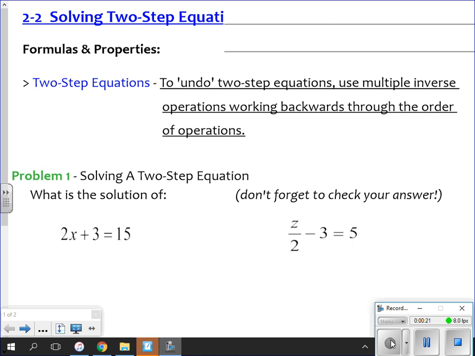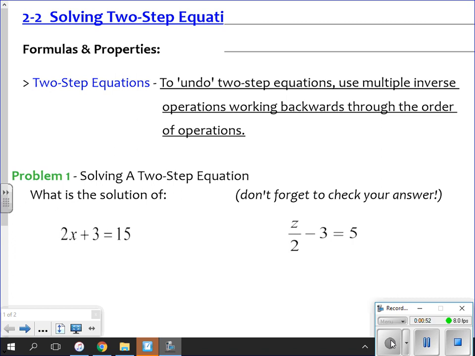So like on Tuesday, we did one-step equations. You did the inverse. You added to get rid of subtraction. You subtracted to get rid of addition. Divided to get rid of multiplication, and multiplication to get rid of division. This one you have to do two of them. You will either have to add and divide, or subtract and multiply to solve the problem. You will have to do two steps.